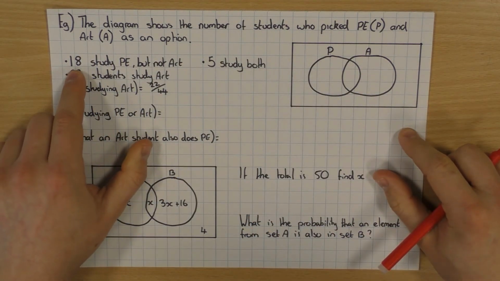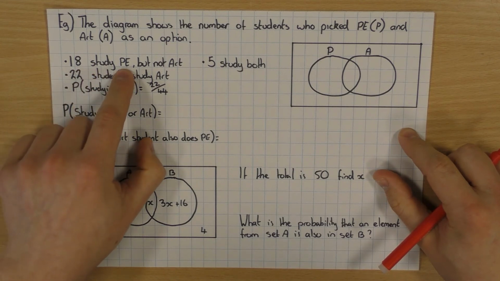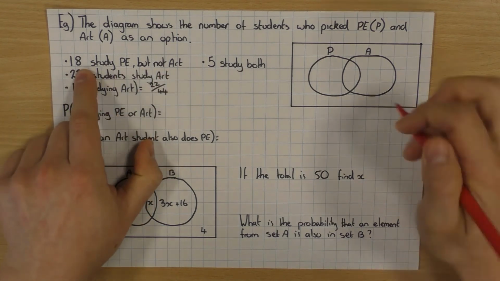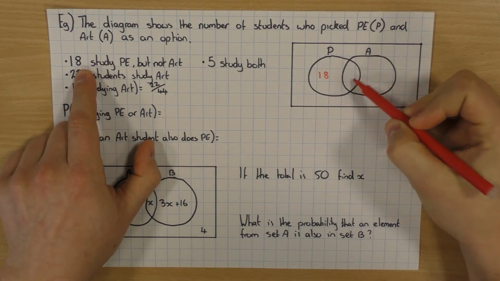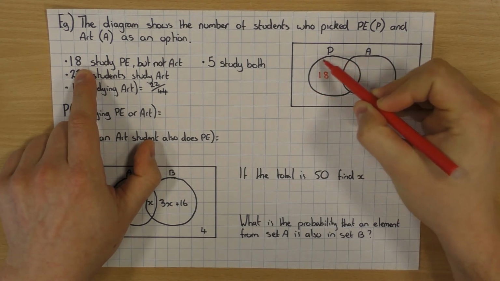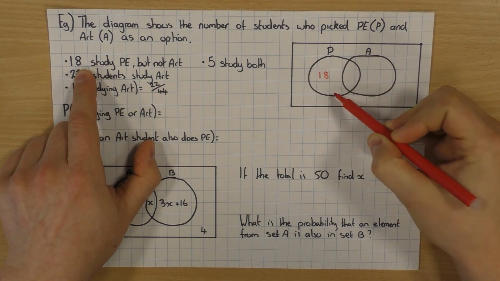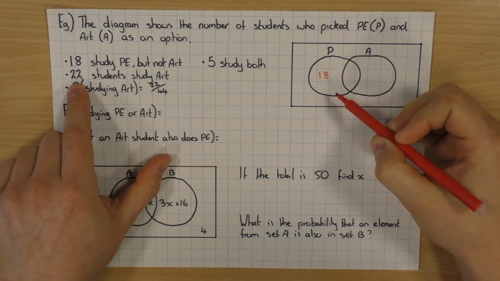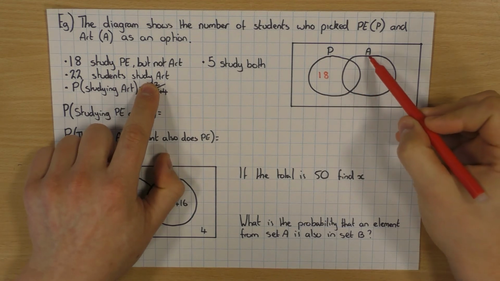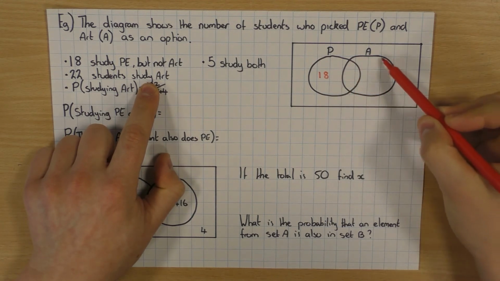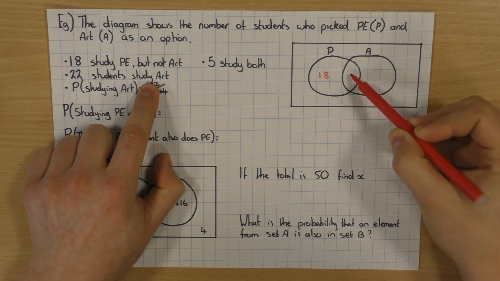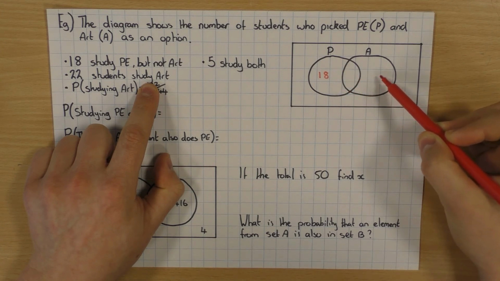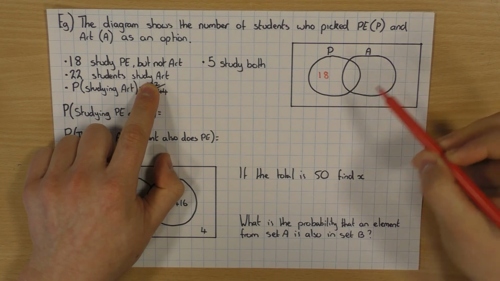So we're told a few things. We've got 18 students study PE, but not art. So straight away I can stick in 18 there because they don't do art, so I don't have to worry about that. 18 are the people who are just doing PE, which is this section here. 22 students study art. So this is the whole circle here. I can't fill that in yet because I don't know how many go in here. And then obviously I don't know how many go in here, but I know in total it must be 22.